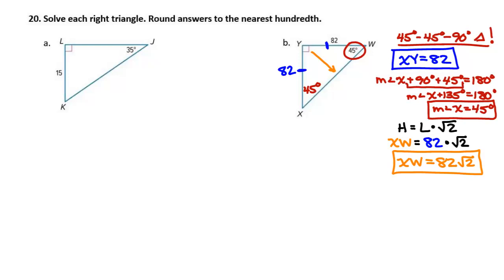What else would you guys like to see? Any other parts of 20 or anything else at all? I have about 15 minutes left, which is enough time for at least 3 more questions. 21? Absolutely, we can do 21.